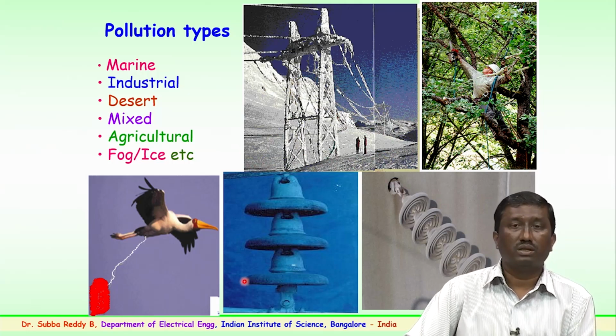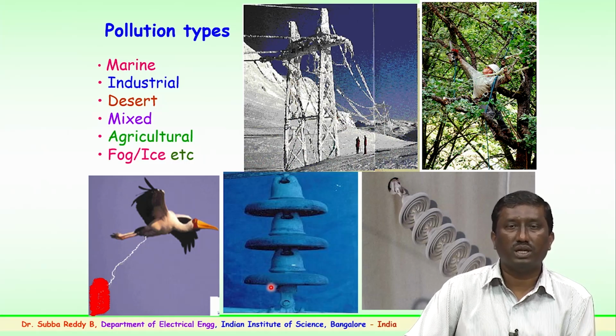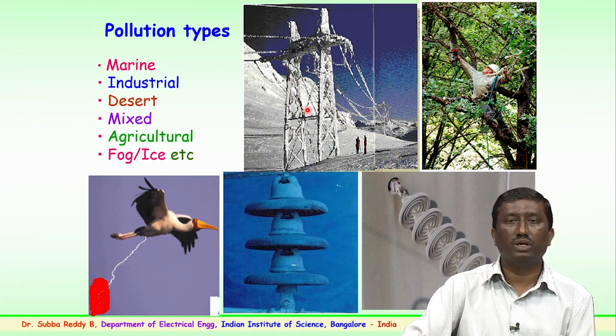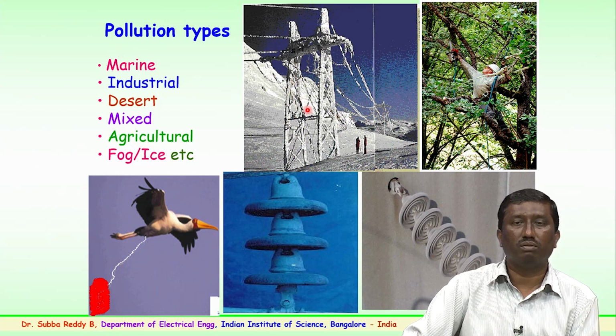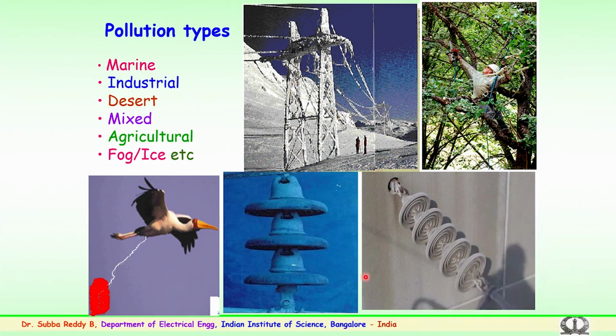Then we also see bird-related flashover. The excretion of a bird is a highly conducting fluid. So, when birds take shelter on the transmission towers and then depart, this conducting fluid could come in contact with the transmission conductors, and a flashover could happen. This is again a threat to the transmission lines, and utility engineers have to look into this aspect as well.